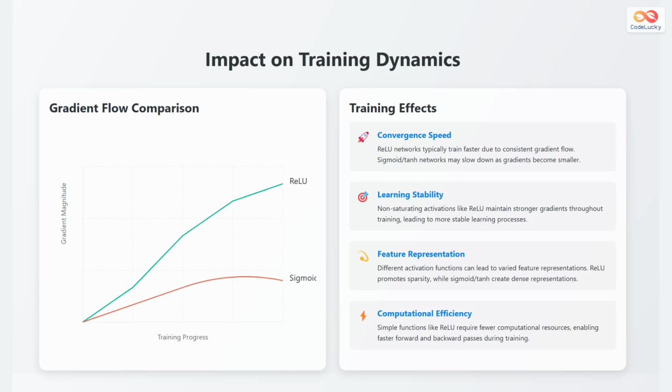Activation functions have a huge impact on training dynamics. ReLU networks generally train faster due to consistent gradient flow, whereas sigmoid or tanh networks may slow down as gradients become smaller. Non-saturating activations like ReLU maintain stronger gradients throughout training, leading to more stable learning. Also, activation functions can lead to varied feature representations. For example, ReLU promotes sparsity, while sigmoid and tanh create dense representations. Simple functions like ReLU require fewer computational resources, which enable faster forward and backward passes during training.